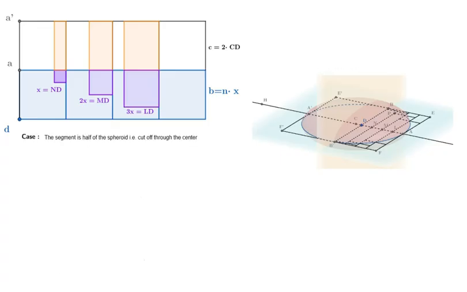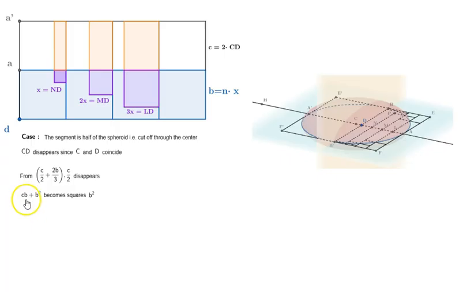Now let's look at the second part, where the segment is half of the spheroid, that is cut off through the center. So instead of the segment being through D, it is going to be a segment passing through C. So immediately you notice that CD disappears since C and D coincide, which means C by 2 disappears, because C is 2 times CD. 2 times CD by 2 is CD, and CD disappears. So which means CD by 2 disappears.